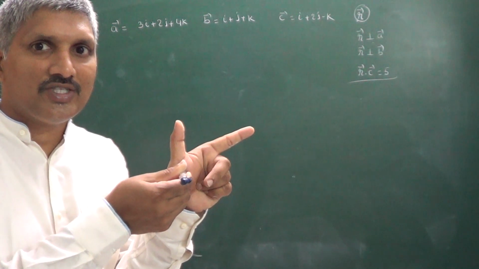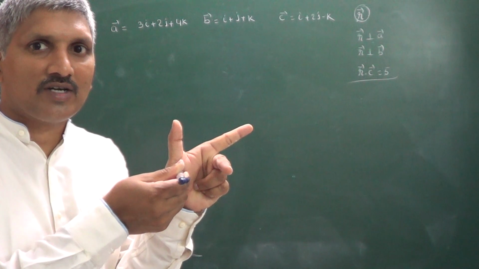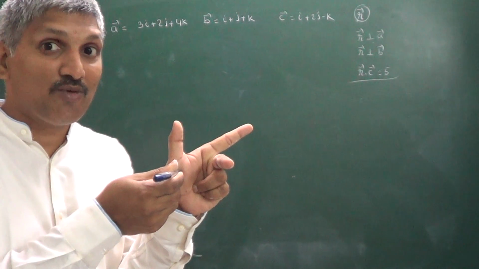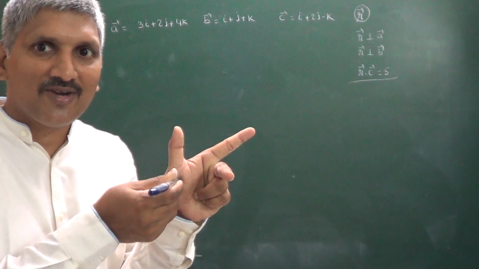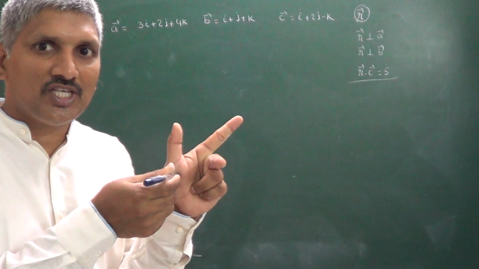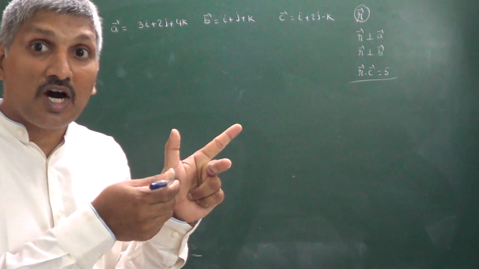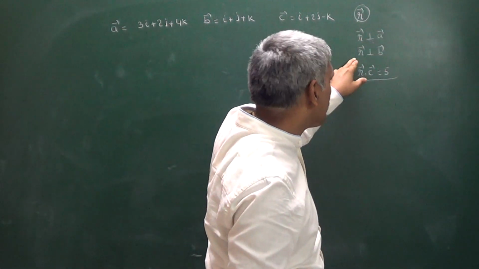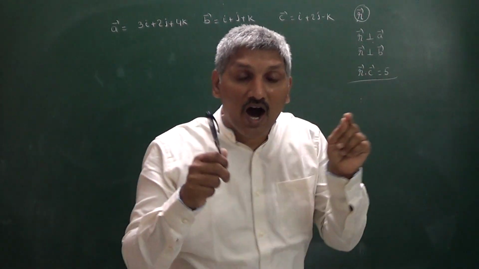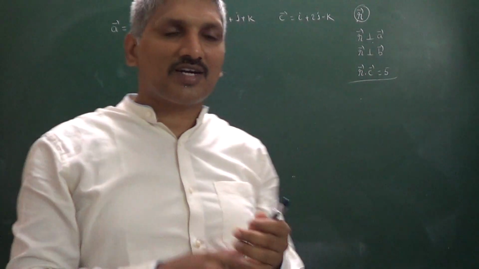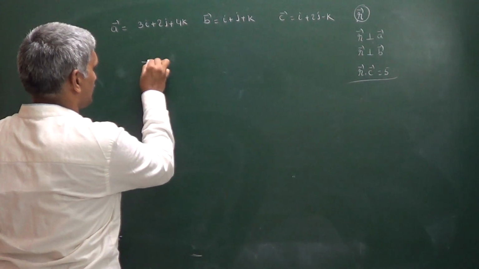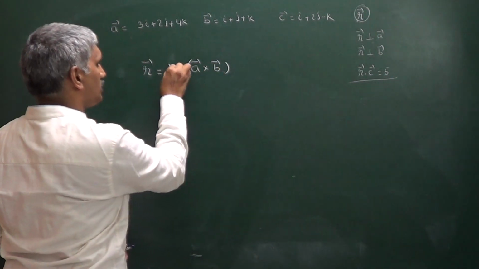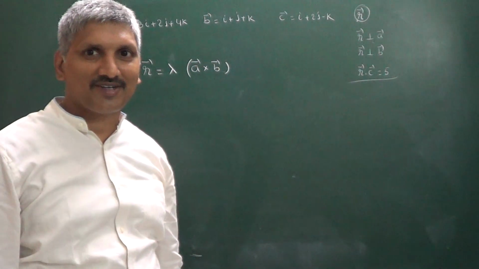But now this is the vector a bar cross b bar, or not? r bar and a bar cross b bar, both are parallel or not? Yes or no? These two are parallel. So r bar is perpendicular to a bar, r bar is perpendicular to b bar means r bar is parallel to a bar cross b bar. That means r bar is equal to lambda times a bar cross b bar.